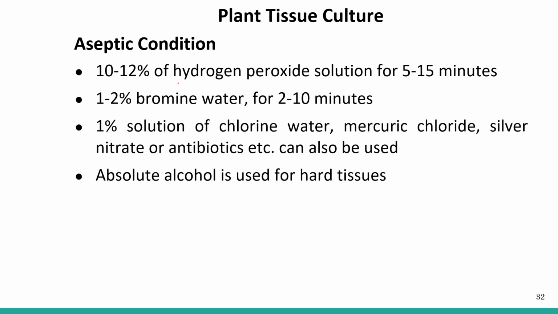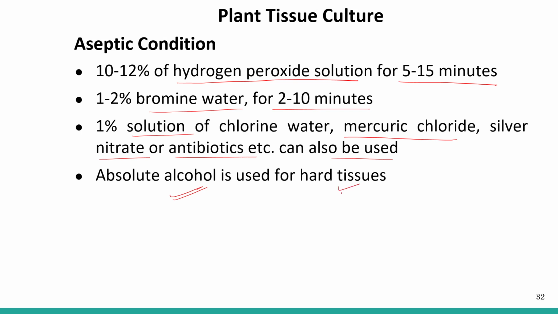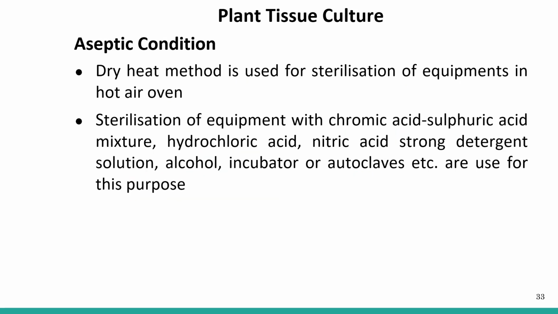10 to 12% hydrogen peroxide solution for 5 to 15 minutes. 1 to 2% bromine water for 2 to 10 minutes, a 1% solution of chlorine water, mercuric chloride, silver nitrate or antibiotics can also be used. Absolute alcohol is used for hard tissue, some tissue which are very hard and you are using for plant tissue culture. So in that case, absolute alcohol can be used.